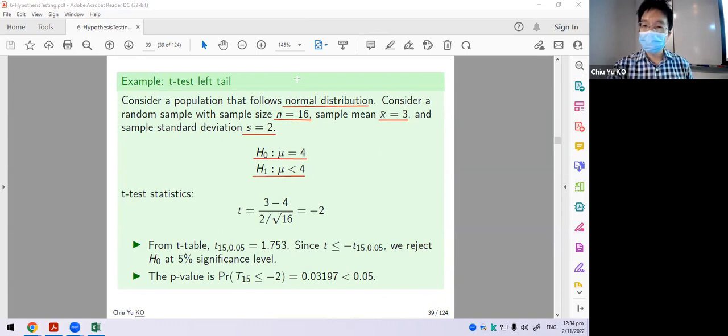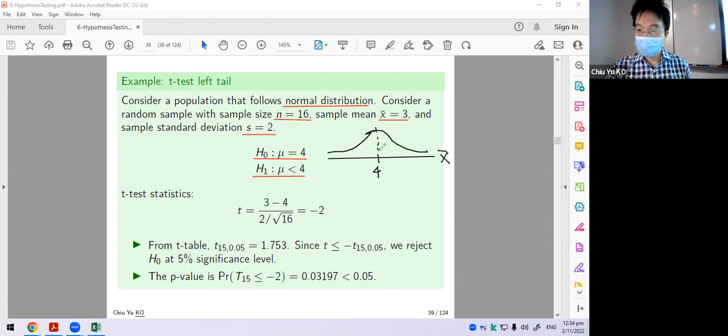So let us actually first draw the diagram here, okay? This is our X bar. Under the null, it will have a mean of 4. Under normal, it will look like this. And this is a bell, so that's why it's sigma over n. This is the variance.